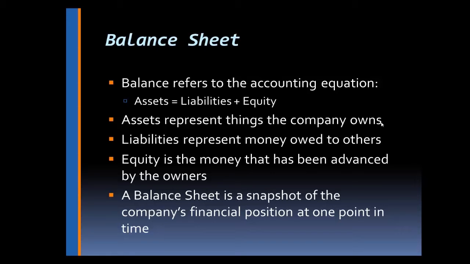You will notice on the balance sheet it has a single date at the top. That's because a balance sheet is a snapshot of the company's financial position at one point in time. December 31, June 30, September 30, whatever it happens to be, is at midnight on the last day of the accounting period.